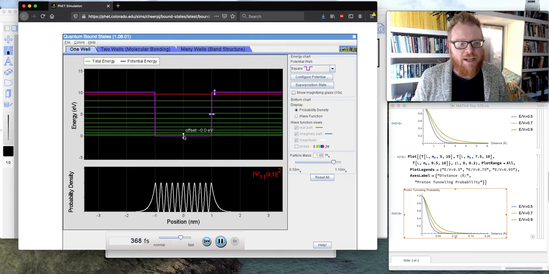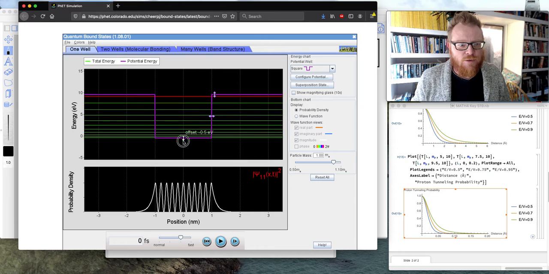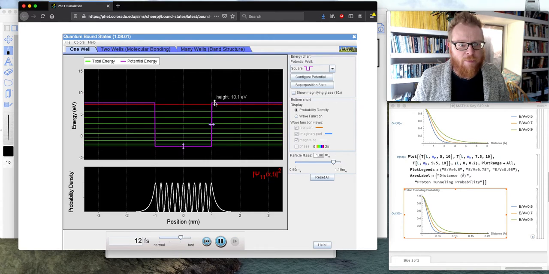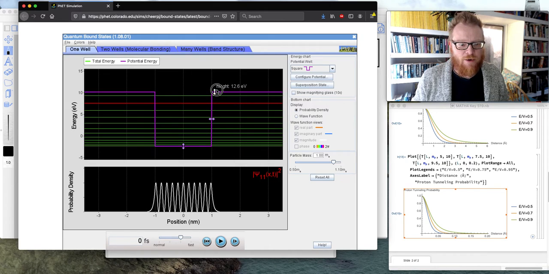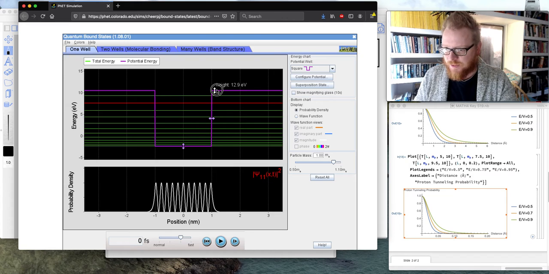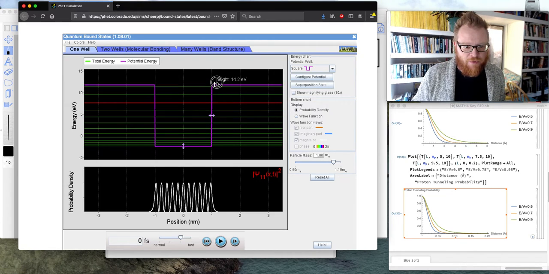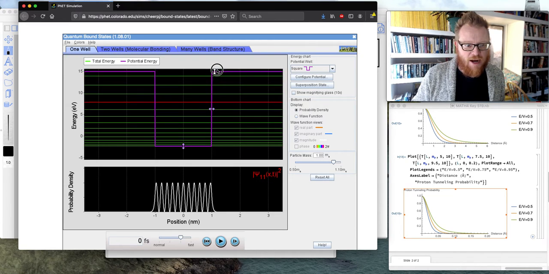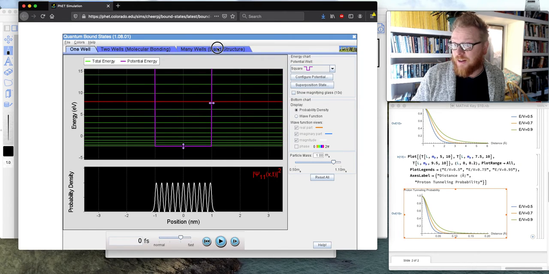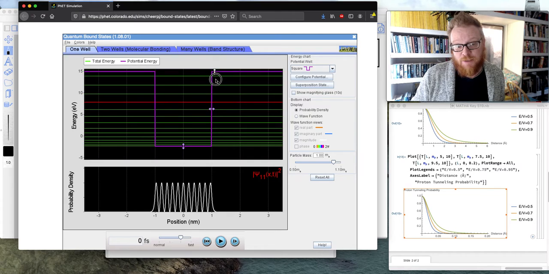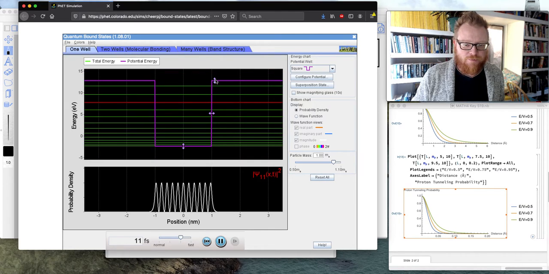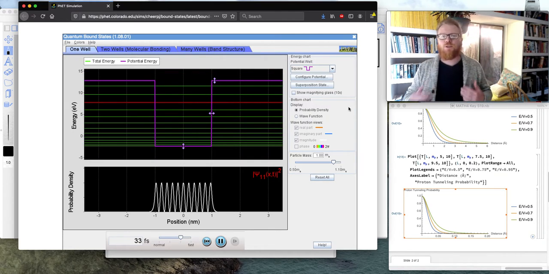So also what's cool is I can change the depth of this well. I do that by grabbing this one. So now that's a 10 electron volt barrier. As I make it bigger and bigger, look what happens to my little tunnel tail there at the bottom, right? As I make that higher and higher and higher, it has a harder time tunneling out of the barrier, which is what we would kind of expect based on our discussion.